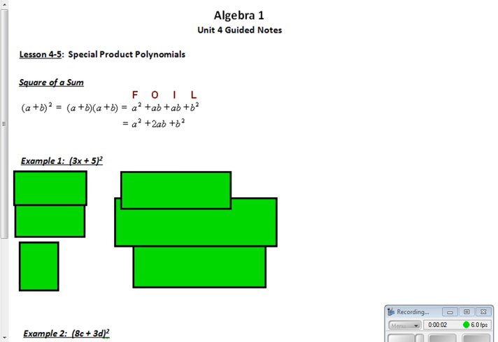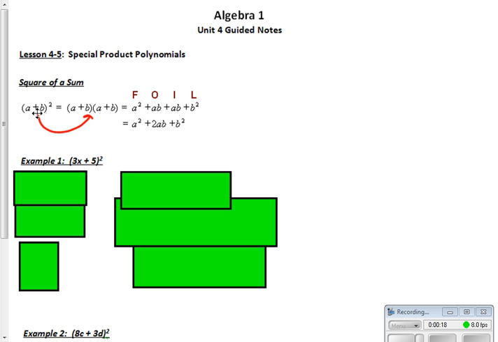Lesson 31, Lesson 4.5, Special Product Polynomials. In this lesson you'll see that you have a square of sums, so that's when you have (a + b) squared. Basically, when you look at it like this, you can rewrite the problem like that.